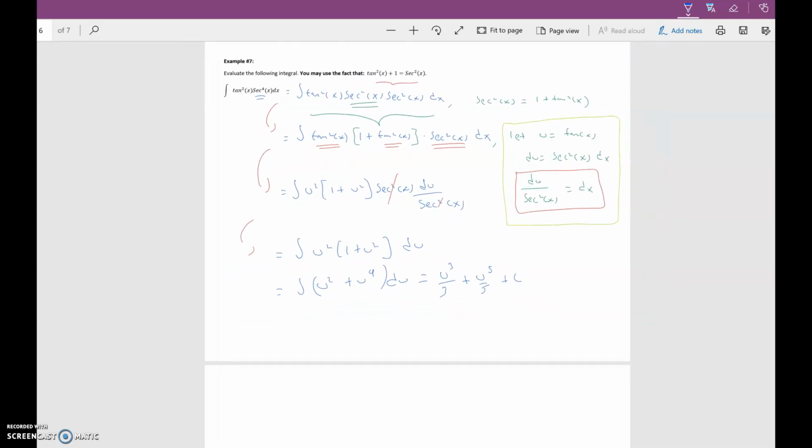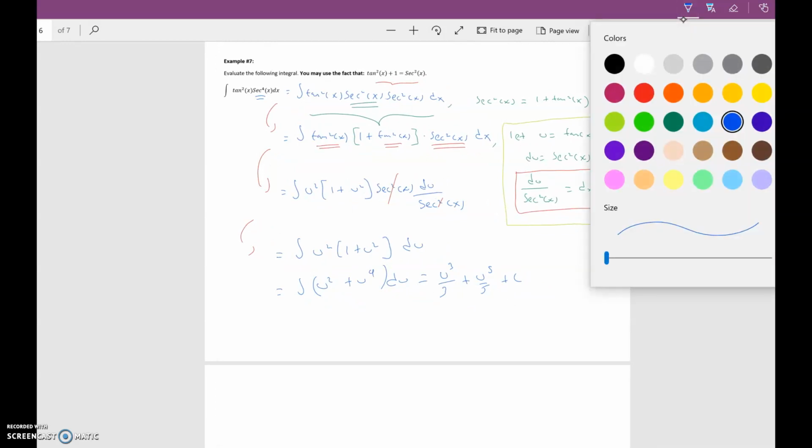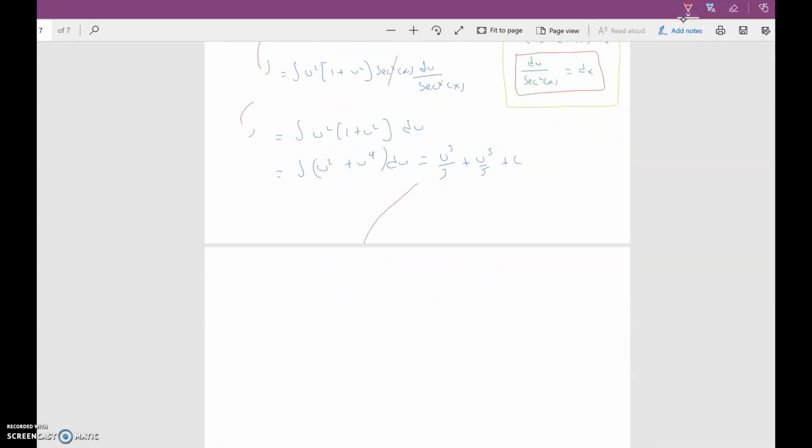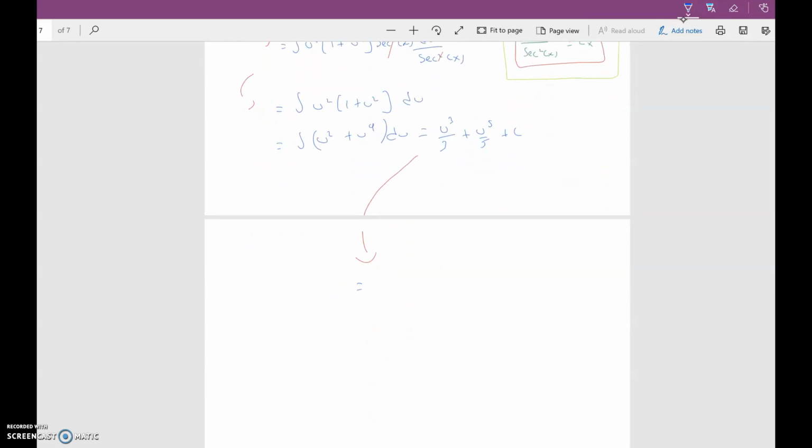Give me just a second. So we're simply looking at our final answer, and let me just rewrite it. Our u was the tangent. So in this case, let me put the highest one first. It'll be the tangent to the fifth power of x over 5 plus the tangent to the third power of x over 3 plus the constant of integration.